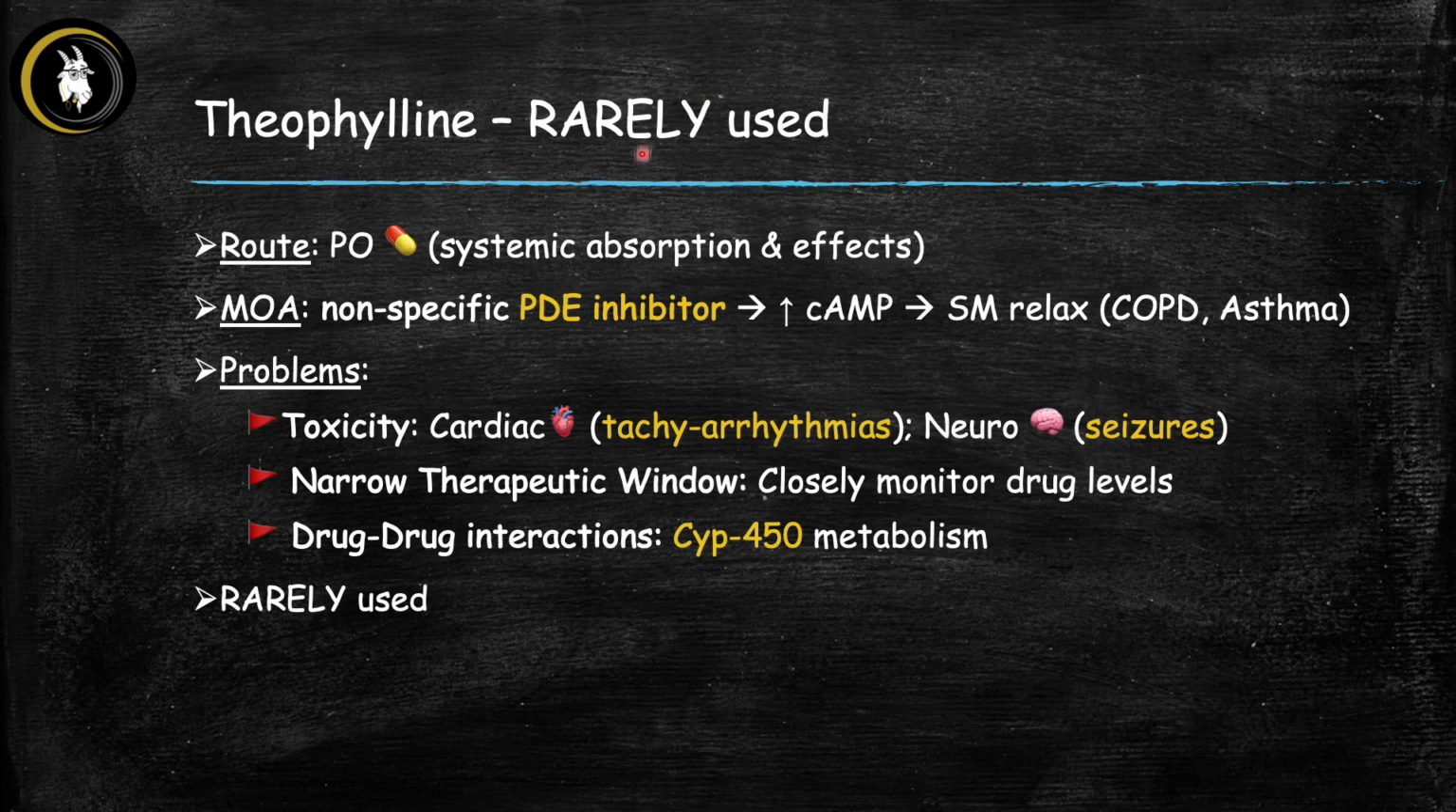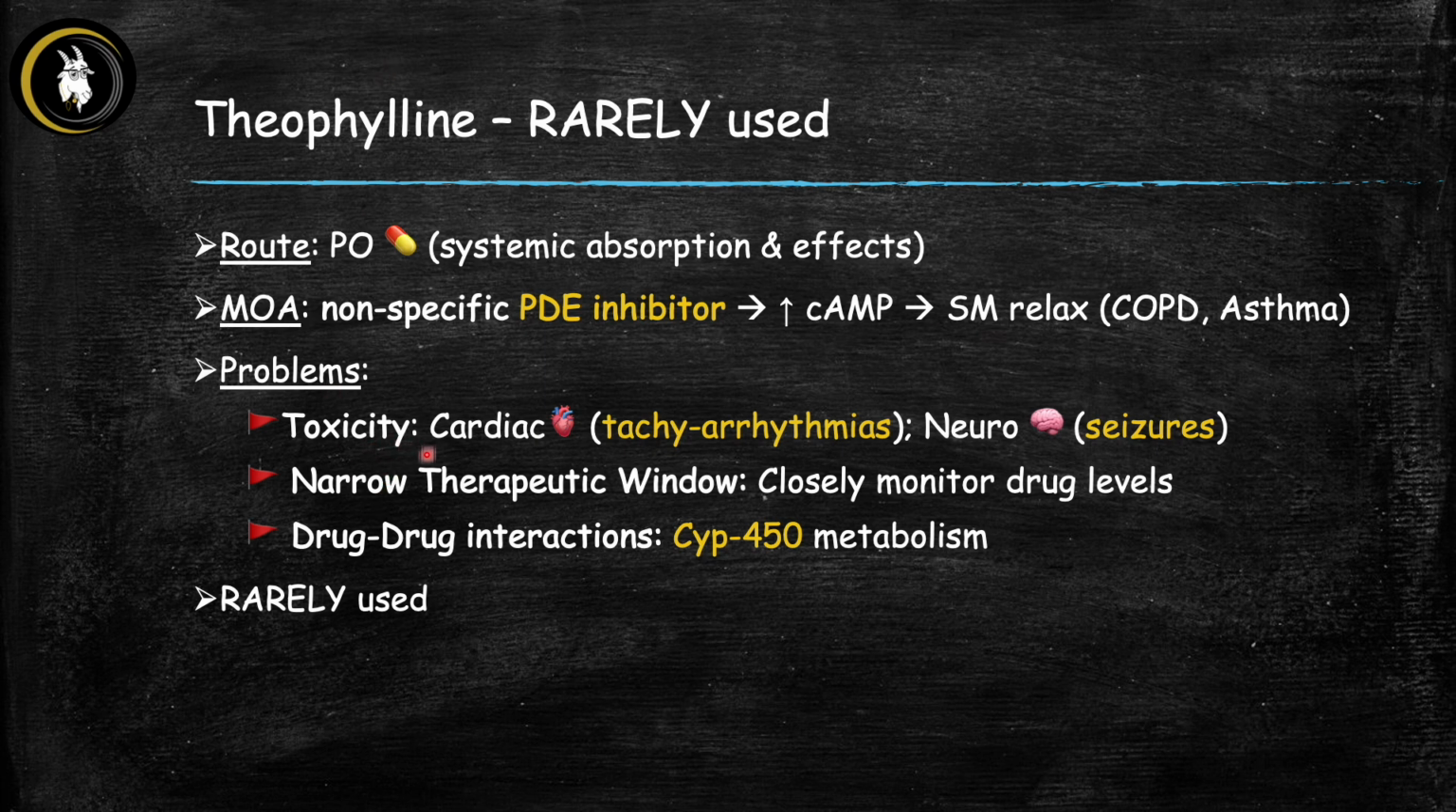So here's the quick punchline about this drug. First of all, it's a systemic drug. It comes in tablet form and it's taken PO, so that means greater risk of side effects because of the systemic absorption and spread. The way it works is that it's a non-specific phosphodiesterase inhibitor, so it decreases the breakdown of cyclic AMP, which means increased levels of cyclic AMP, and as you remember from a few slides back, increased cyclic AMP eventually leads to smooth muscle relaxation, and this is why it can be used in COPD and asthma as a bronchodilator. But it has several major red flags.